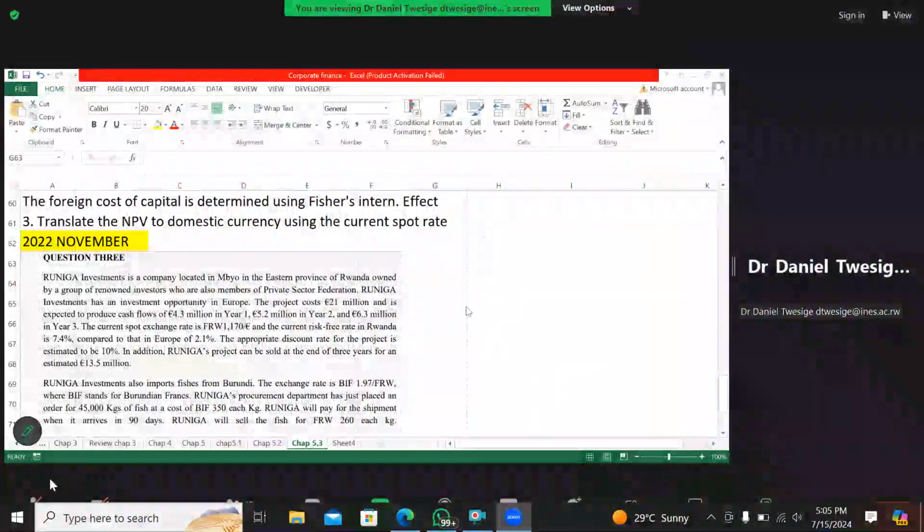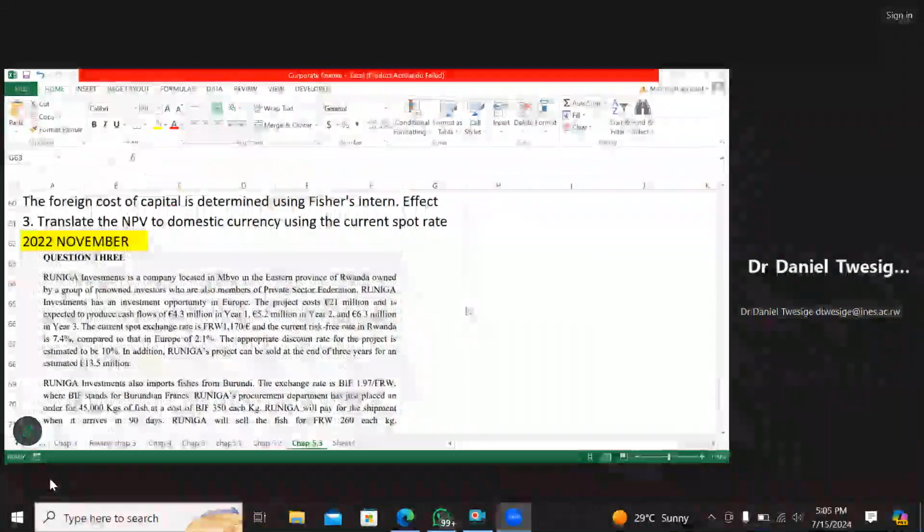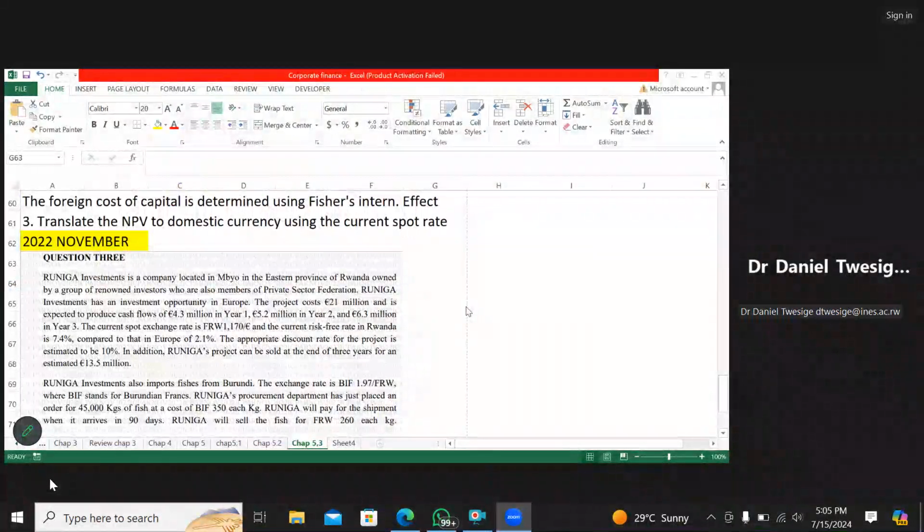Number two, the alternative: determine your cash flows, discount the cash flows using a foreign discount rate. Then, after getting your NPV, translate the NPV using the spot rate.